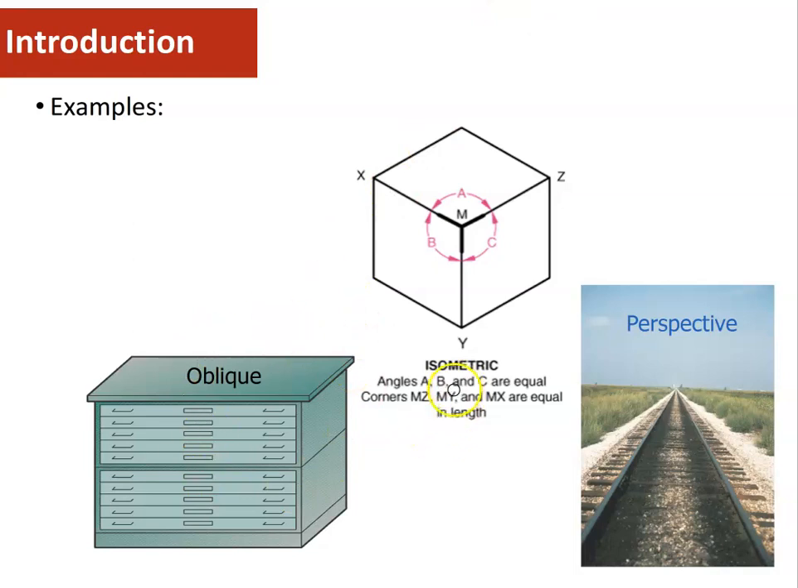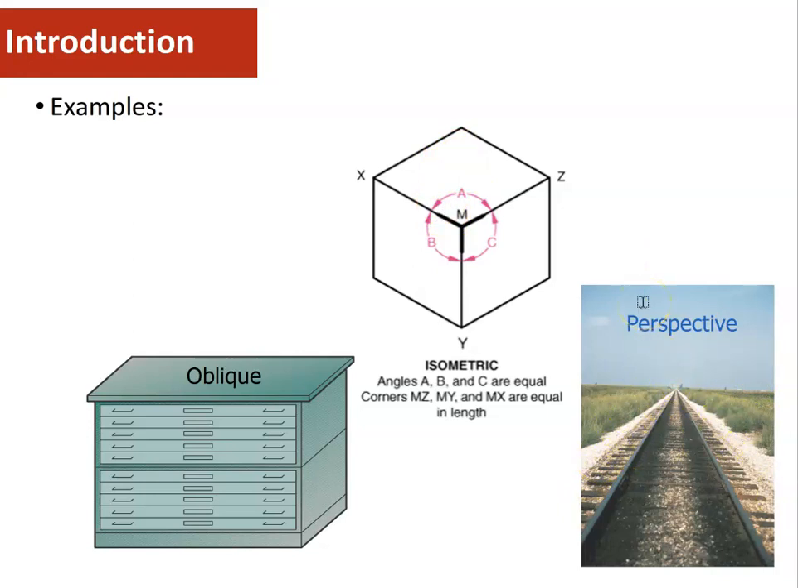So oblique, as you can see over here, it is parallel to the x-axis, and it has some angle over here. We don't know what the angle is yet. And this is an isometric, whereby the angles A, B, and C are equal. Sometimes they are not equal, but most of the time we would use equal angles for isometric drawing, and we will talk about the angles later.